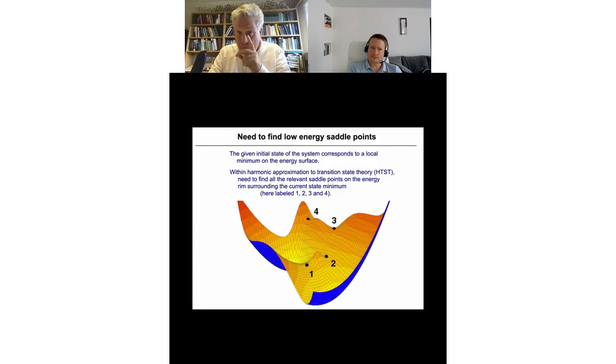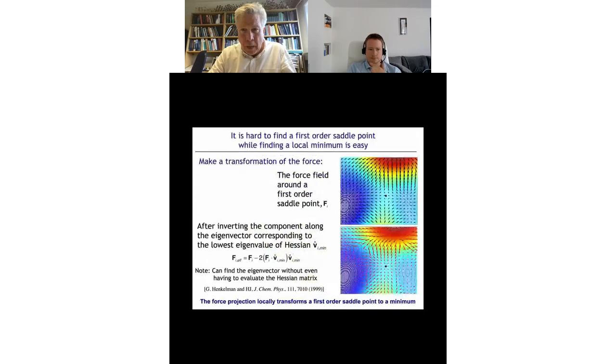And of course, in general, you have many more saddle points, and in general, you have an enormous number of saddle points. But remember, we're only interested in the low-lying ones that can easily be overcome from thermal activation. So what's so hard about saddle points?